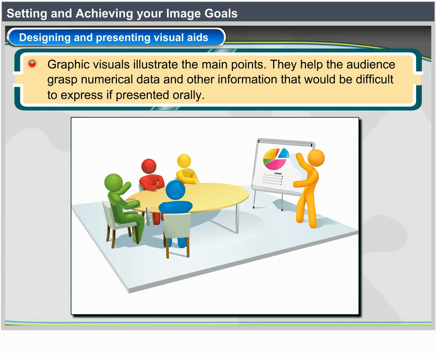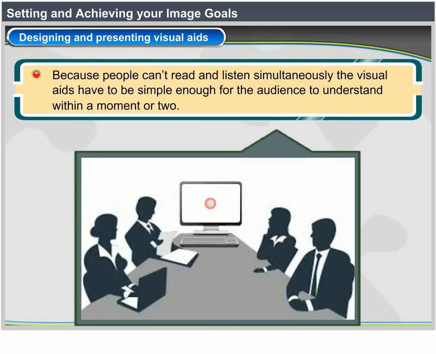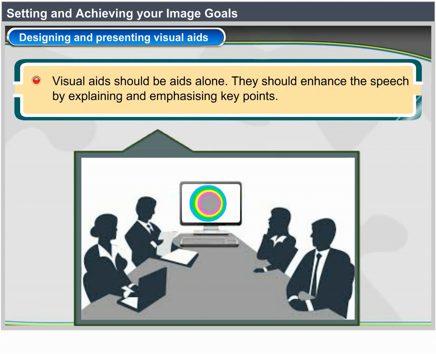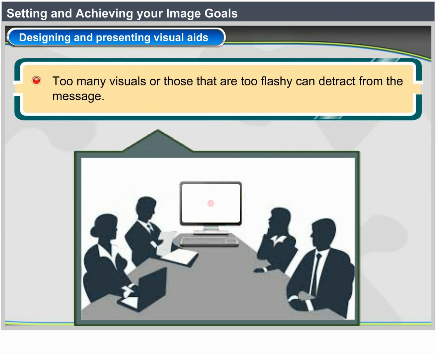Because people can't read and listen at the same time, the visual aids have to be simple enough for the audience to understand within a moment or two. Visual aids should be just that, aids. They should enhance the speech by explaining and emphasizing key points. Too many visuals or those that are too flashy can detract from the message.